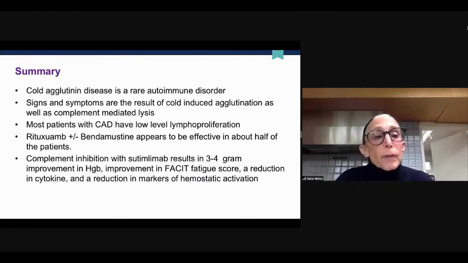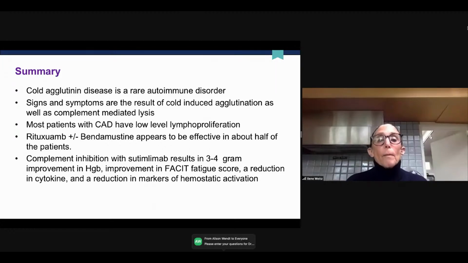So just to summarize, cold agglutinin disease is a rare autoimmune disorder. The signs and symptoms result from cold-induced agglutination, complement activation, and complement lysis. Most of the patients have a low-level lymphoproliferation. Benda-Rtux appears to be the safest chemotherapeutic agent, but complement inhibition rapidly improves the hemoglobin, reduces the transfusion requirement, improves the FACIT-Fatigue scores, reduces the cytokine activation, and reduces the markers of hemostatic activation. And I'll stop there, and I'll be happy to take any questions.